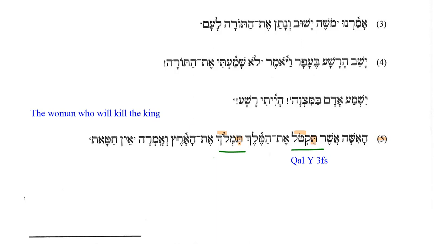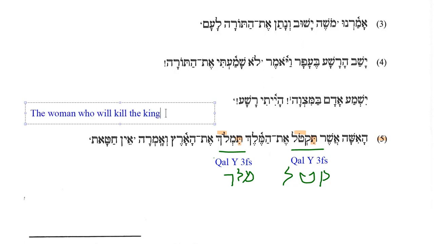So I am looking again here at a Qal Yiqtol 3FS, and the root is going to be malak. Should note that the root over here is katal. Okay, so that will be then also future tense. So the woman who will kill the king will rule. That's what malak means, is to rule or to reign. Will rule, and then we have direct object marker et, and then ha'aretz, the land.